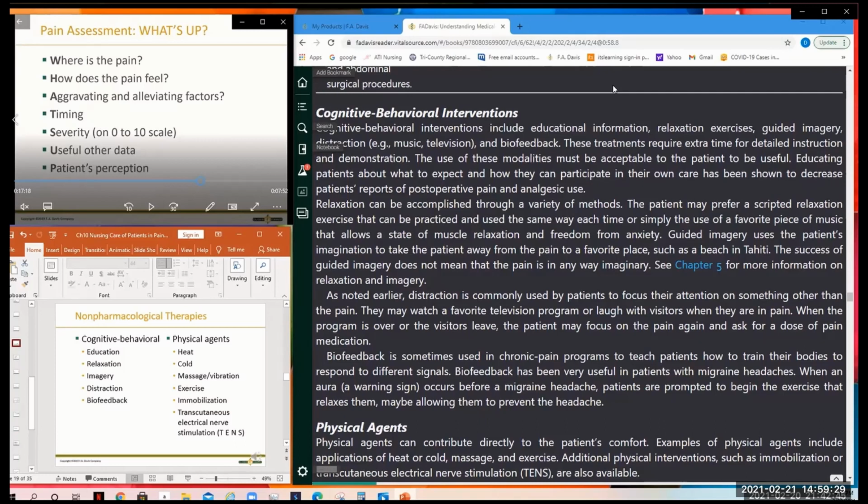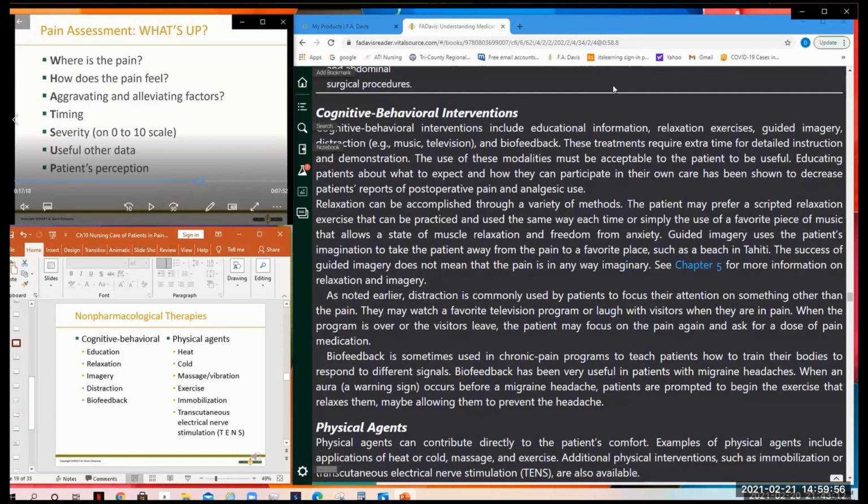Guided imagery uses the patient's imagination to take the patient away from the pain to a favorite place, such as a beach in Tahiti. The success of guided imagery does not mean that the pain is in any way imaginary. See Chapter 5 for more information on relaxation and imagery.